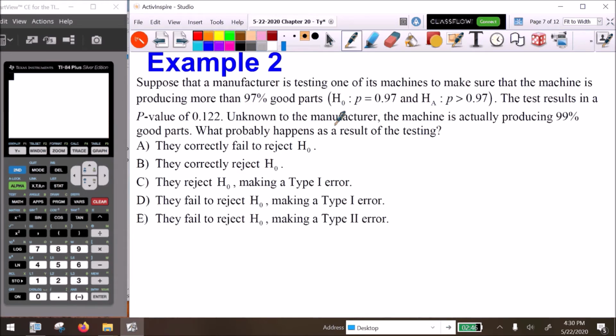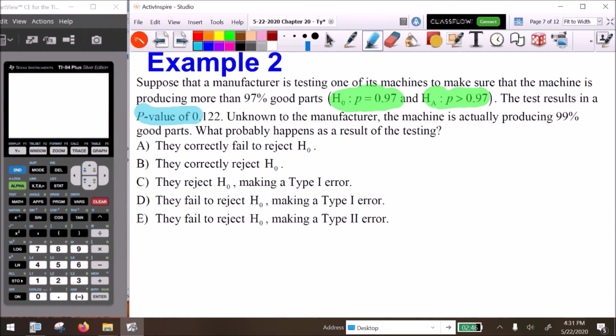So in this scenario, the manufacturer wants to check to see if the machine is producing more than 97% good parts. So they set their null hypothesis at 97%. They say that their null hypothesis is that it's only producing good parts 97% of the time. Their alternative hypothesis is that it's producing good parts more than 97% of the time. And they do a hypothesis test. They must randomly sample some parts, and they calculate a p-value equal to 0.122.